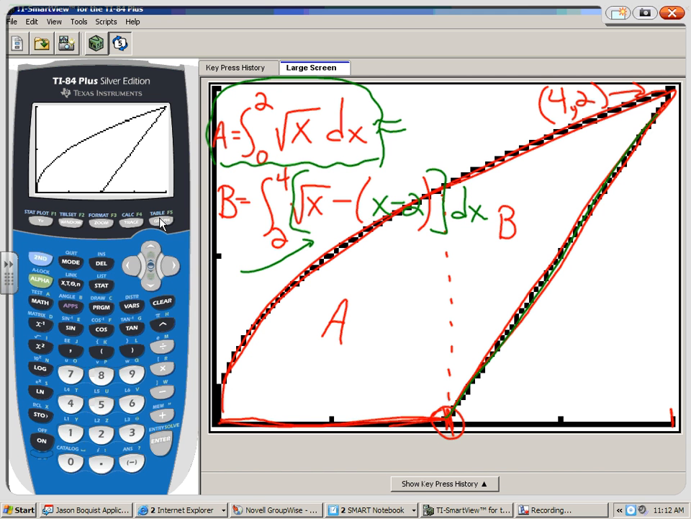What'd you get for A? 1.89 if you round it right, so 1.8856-ish. Has anybody been able to get the bottom one yet? Have you had enough time?